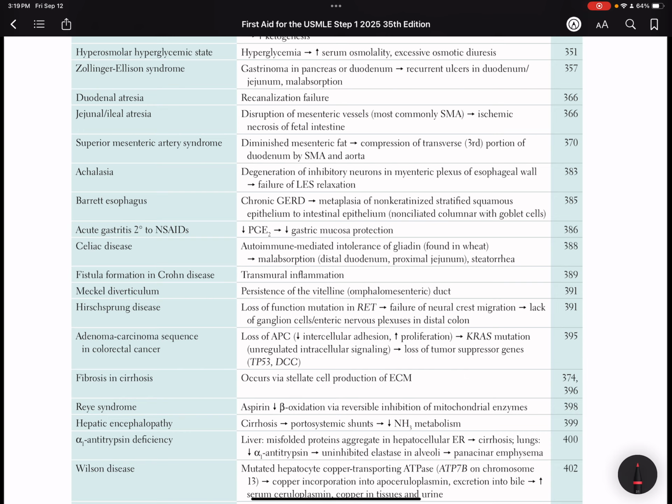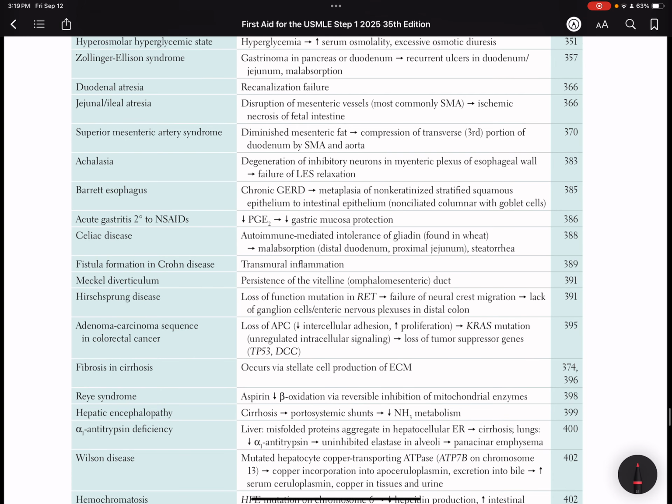Zollinger-Ellison syndrome is caused by gastrinoma in pancreas or duodenum, causing recurrent ulcers in duodenum or jejunum, which also causes malabsorption. Next condition, duodenal atresia, recanalization failure. Duodenal atresia is recanalization failure.